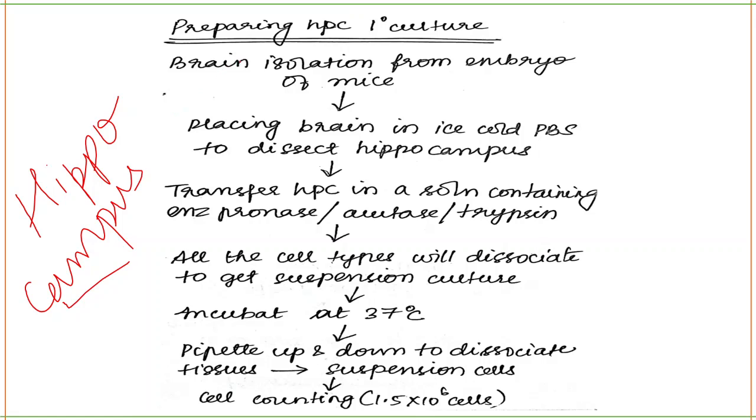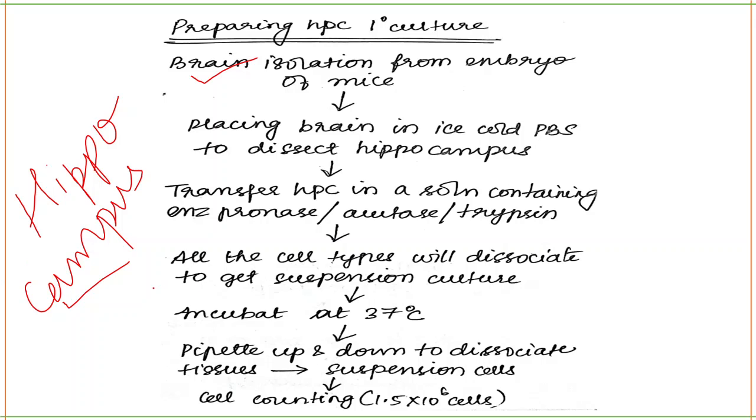Okay, the brain, you're going to isolate it from the embryo of a mouse. So from a pregnant mouse, you're going to obtain the embryo, and from that embryo you're going to isolate the brain. Now place the brain in ice cold PBS. PBS is phosphate buffered saline, a buffer system. To dissect the hippocampus, first you isolate the brain and keep it in the buffer system. Then you dissect the hippocampus and remove it.